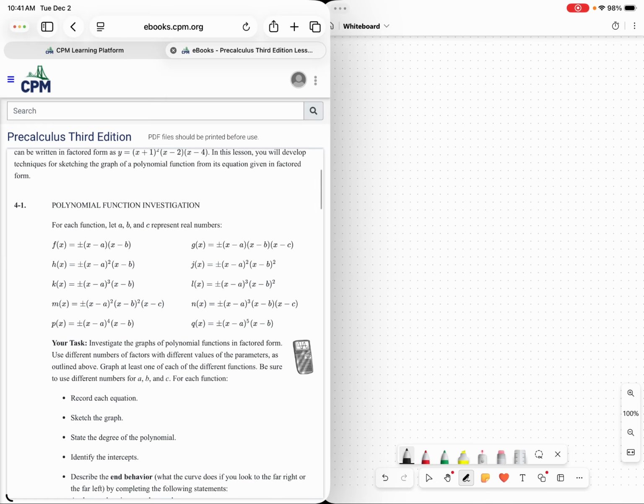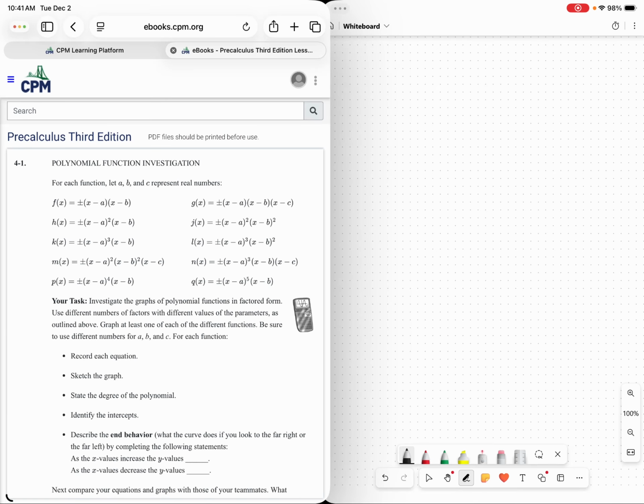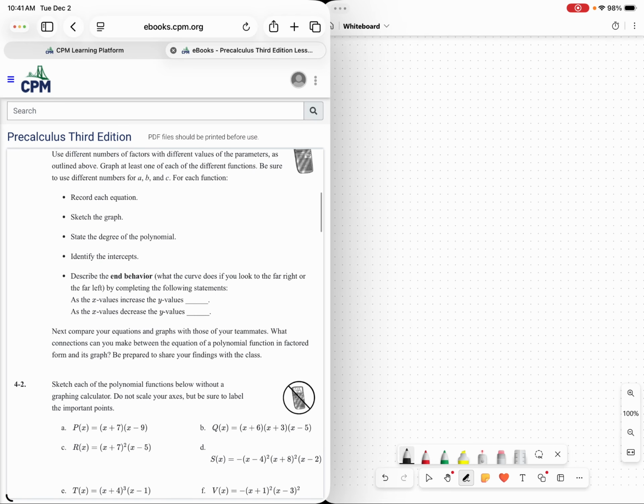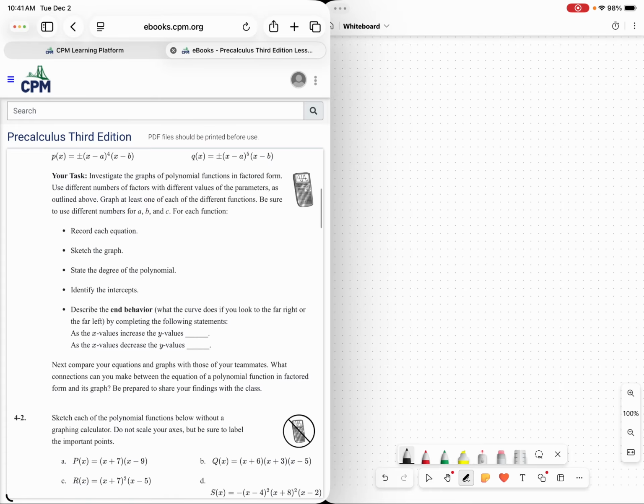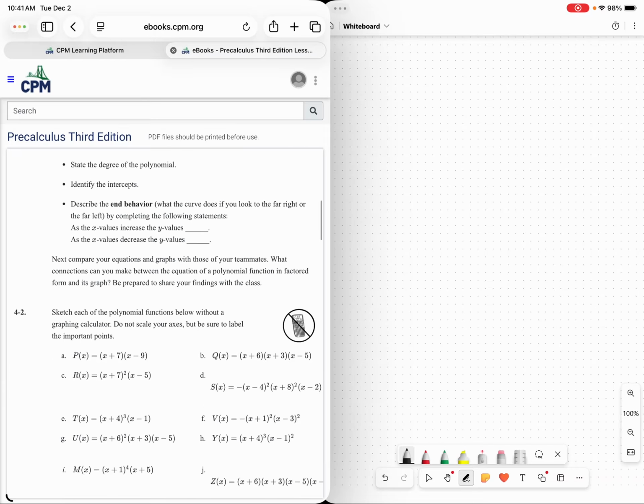The first thing here lets you brainstorm, so if you want to do that, go ahead. But just for teaching purposes, I'm going to move to the next part. We are going to record equations, sketch the graph, state the degree, identify intercepts, and then talk a little bit about end behavior here.